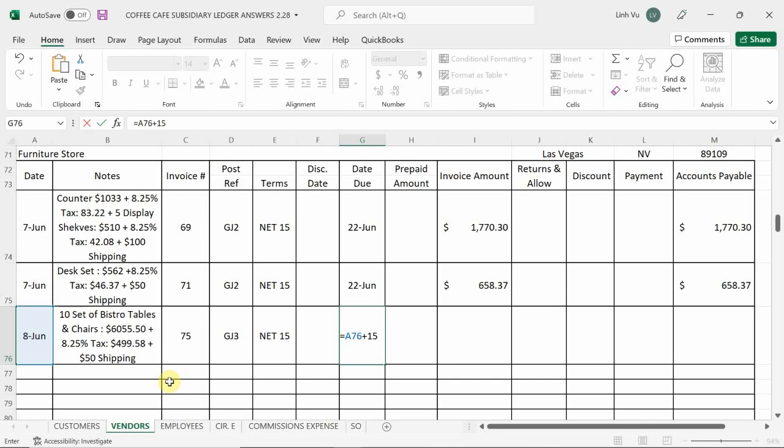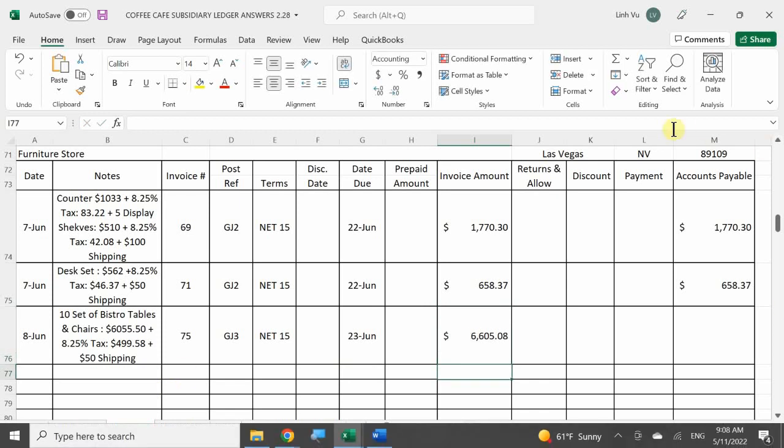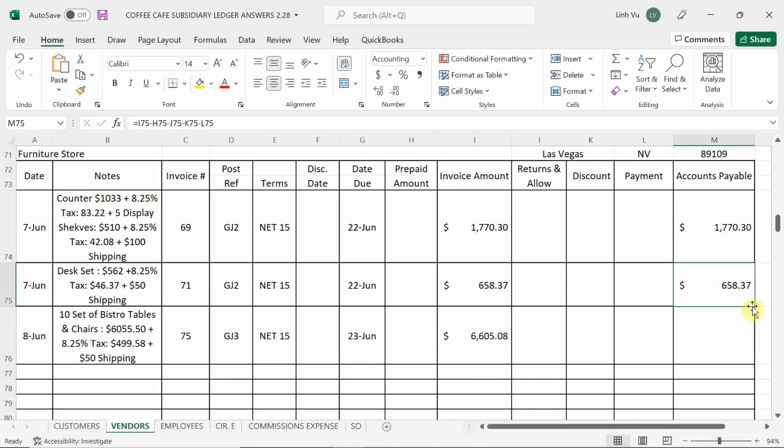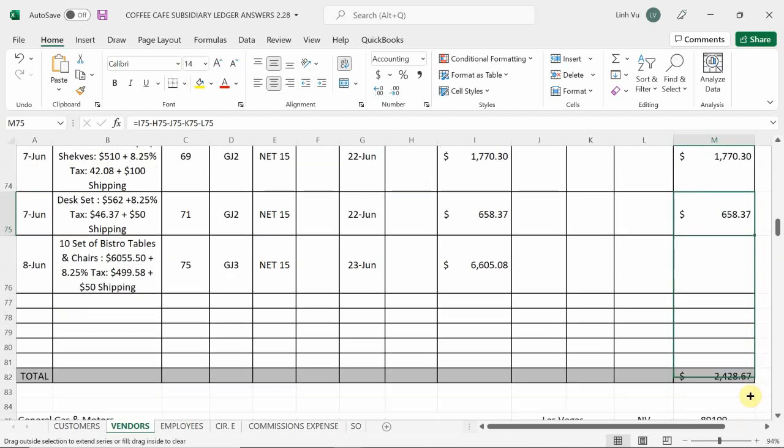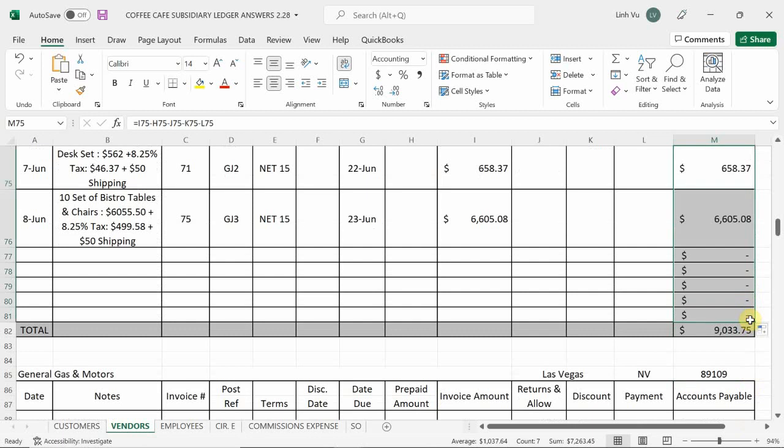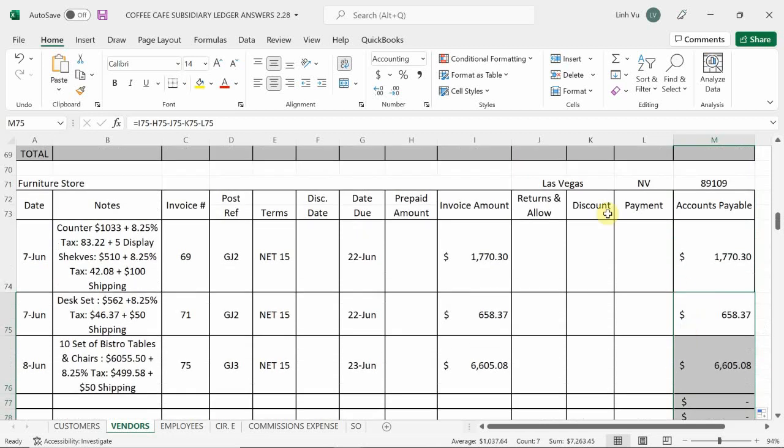The 23rd. Okay. For how much? 6,605.08. Okay, so if you go ahead and drag this formula down, if you guys remember, it should copy that formula and apply it to every single cell. So in this case, I owe an additional $6,000, giving me a grand total of $9,033.75. Okay, that's a lot that you owe furniture store.